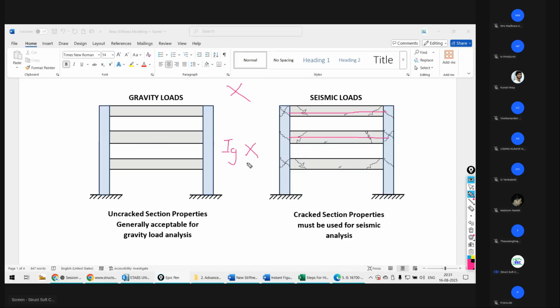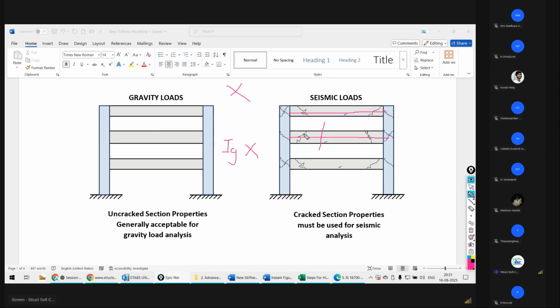When your seismic event is happening, initially your section will have its full strength. Initially it will, but when the seismic event hits it, it is going to be cracked. And the seismic event is repetitive. For a short period of time it is in repetition.